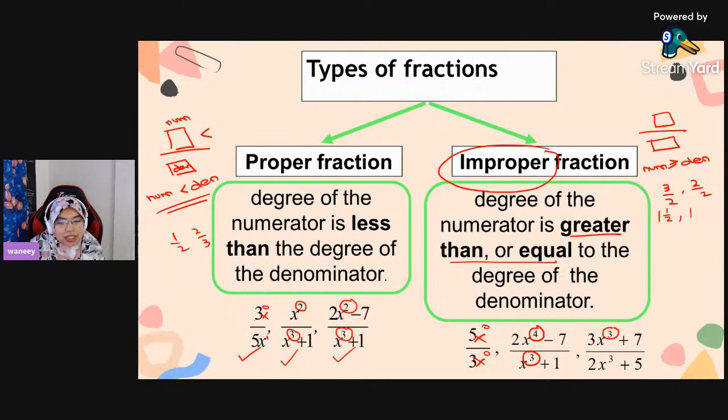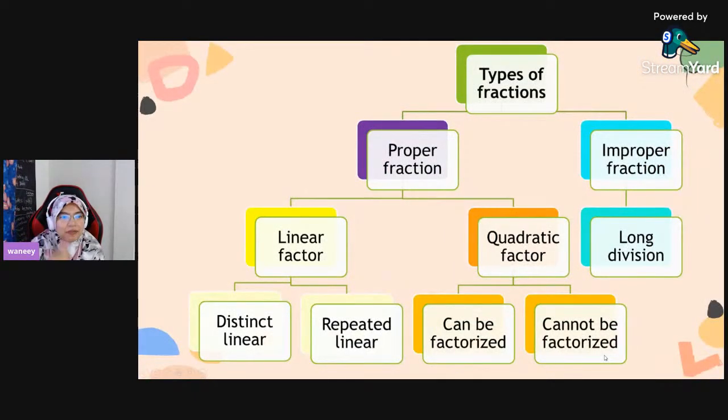Okay, so the third one, or the last one, is x cubed over x cubed. So we have the same power for the numerator and denominator. So this is also called an improper fraction. Okay, so those are the types of fractions. So why do we need to be very particular about whether we are looking at a proper or an improper fraction? Because the method is slightly different.